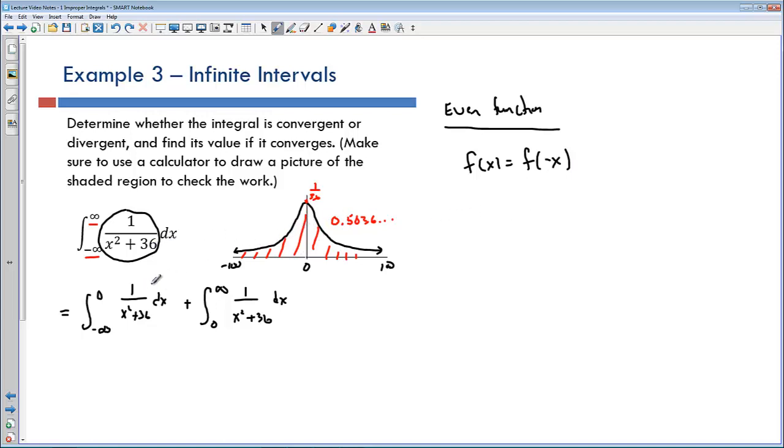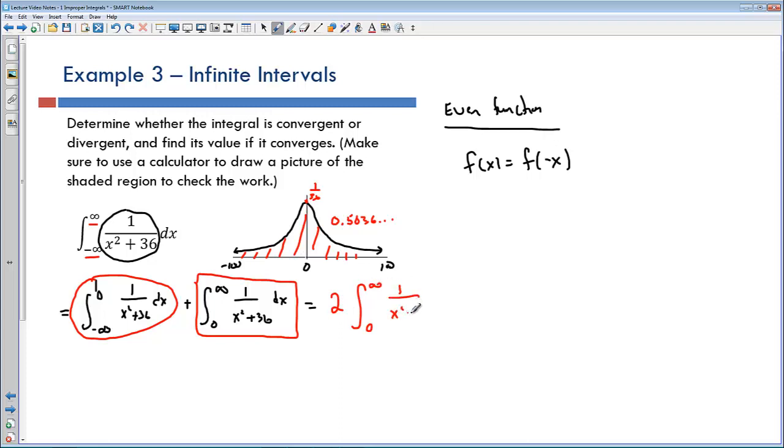Well, what that means is that you don't need to do both these integrals, because this integral here, let's use a different color, this integral here and this integral here are actually exactly the same. And so what we can do instead is just turn this into one problem where we do 2 times the integral, and let's do the one from 0 to infinity of 1 over x squared plus 36 dx. And my reason for that is that the function here is even. And so you can just do one side and multiply it by 2, and you should get the same answer.